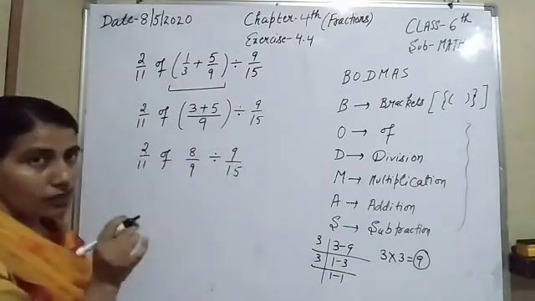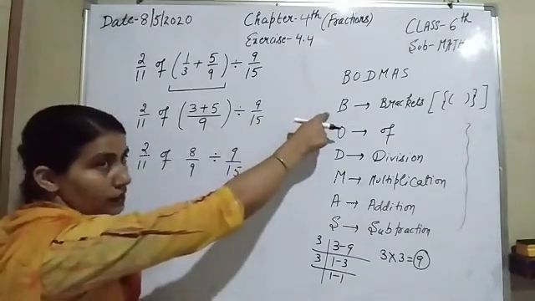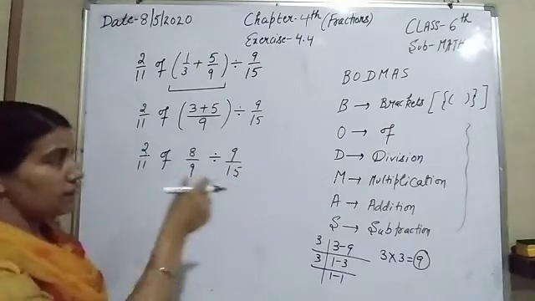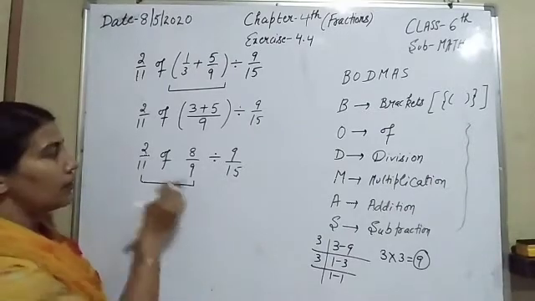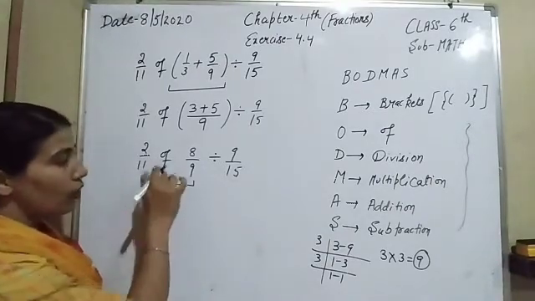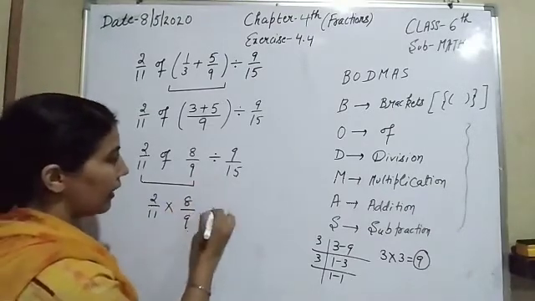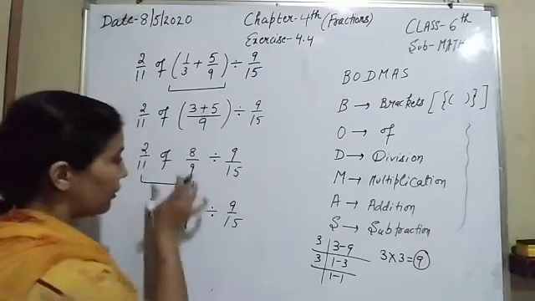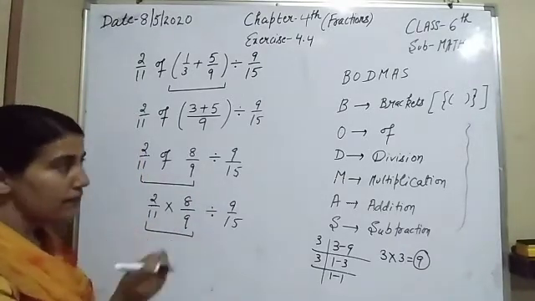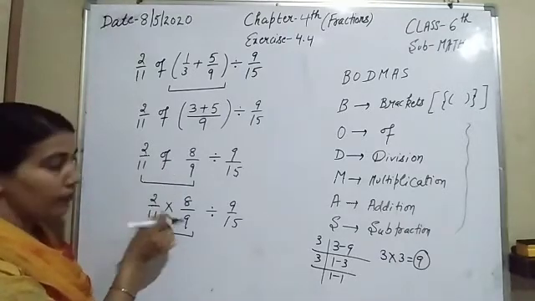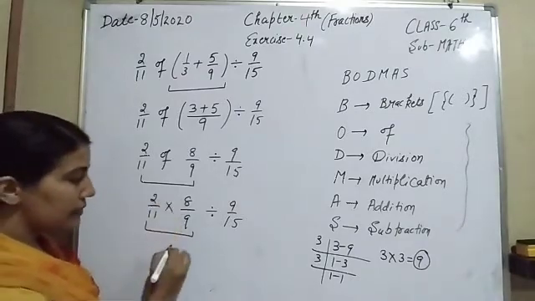Now after this, what symbol do we have to follow? We have to solve the "of", because firstly we solve the bracket, after that the "of" symbol. So we solve this part only and the rest will remain the same. To convert "of" into the symbol of multiplication, here is 8 by 9 and here is 9 by 15. We are just going to solve this "of" symbol. Now these values are not going to be cancelled. So you just have to multiply 2 into 8, that is 16.